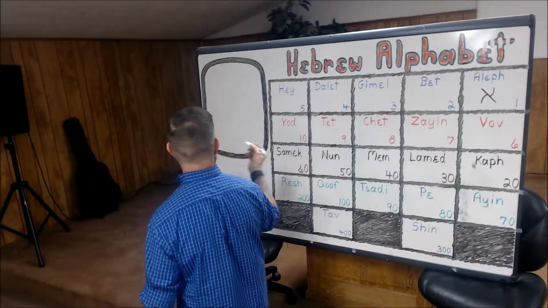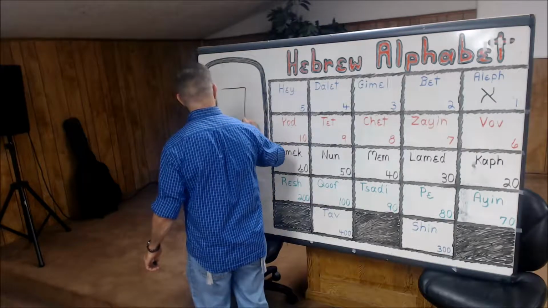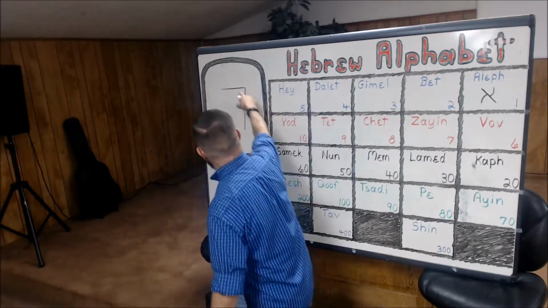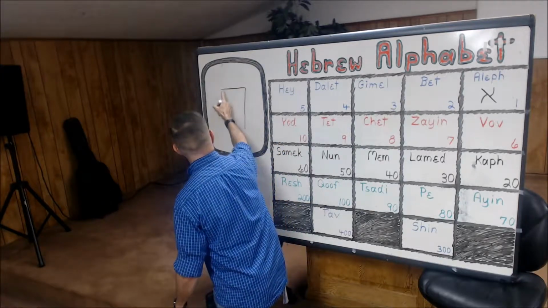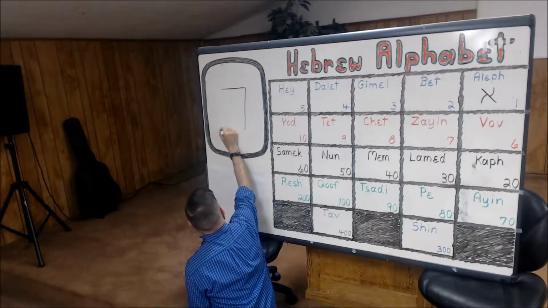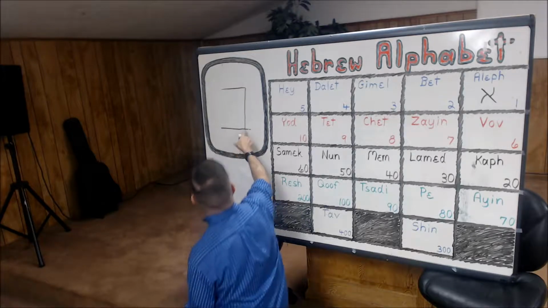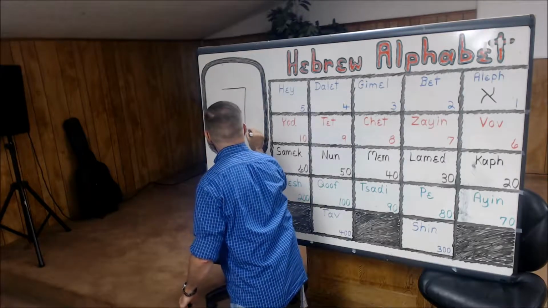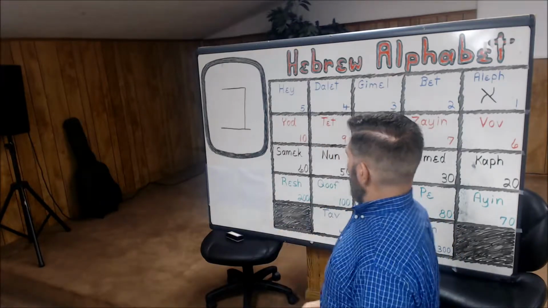Okay, the second letter of the Hebrew alphabet is Bet. You make like a big 7 like that. And then the bottom line is going to be a little bit longer than the top line. Can y'all see it in the way? You're going to come out here like this, and draw a line straight across and come a little bit past the vertical line. You see that? And that's Bet.